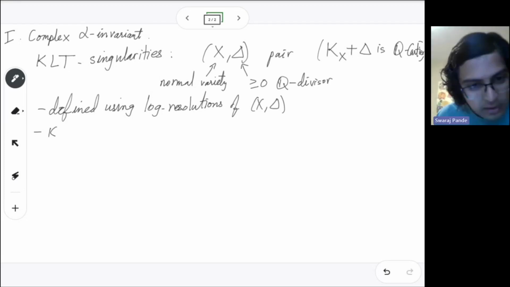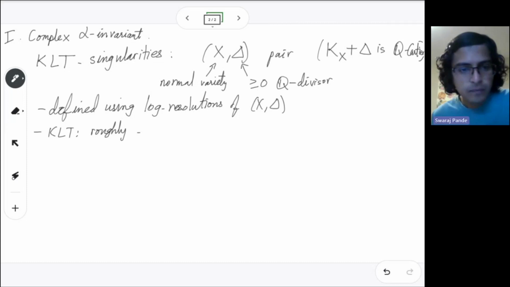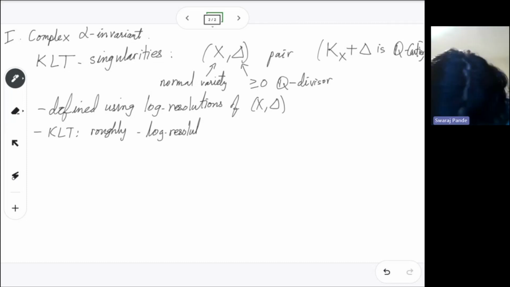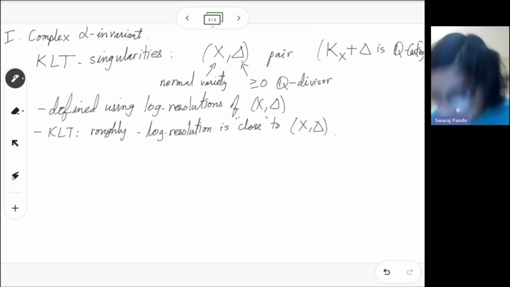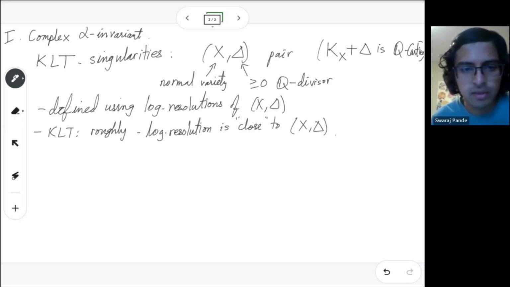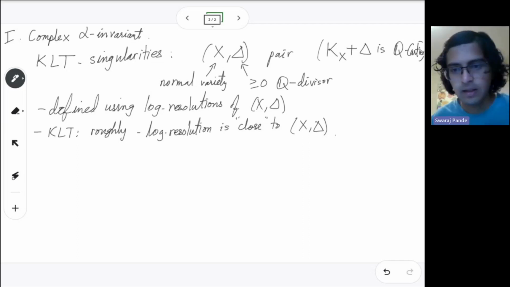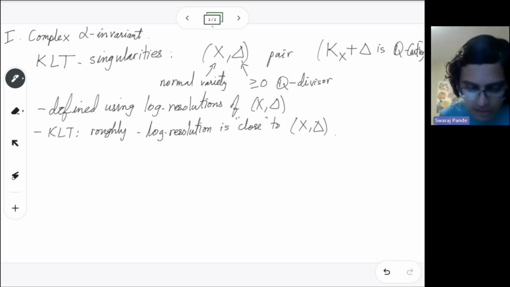And KLT is roughly saying that the log resolution is close to the original pair. So if the resolution of singularities somehow matches the original pair closely, that's roughly what it means to be KLT. You have to look at coefficients, and I won't go into the technical definition. It's a very nice class of singularities, on which we can basically run the minimal model program, and that's where it first arose.